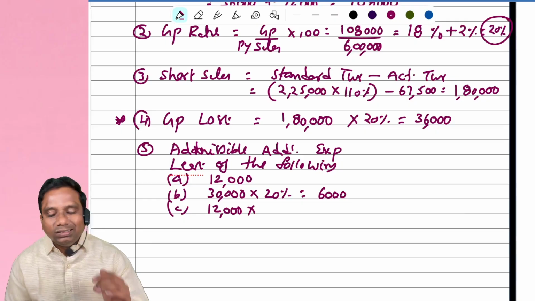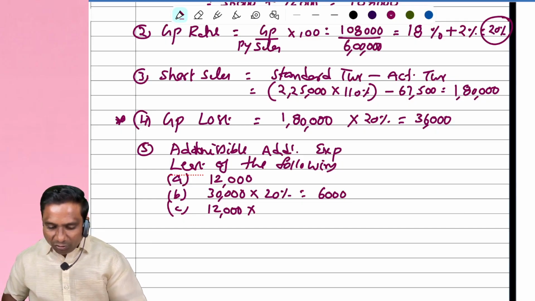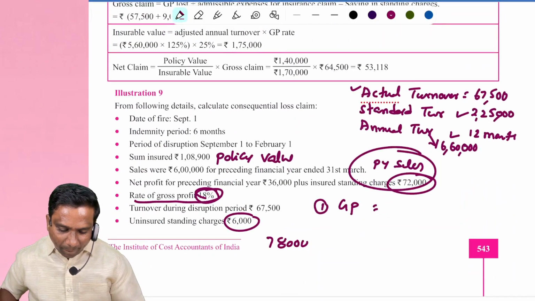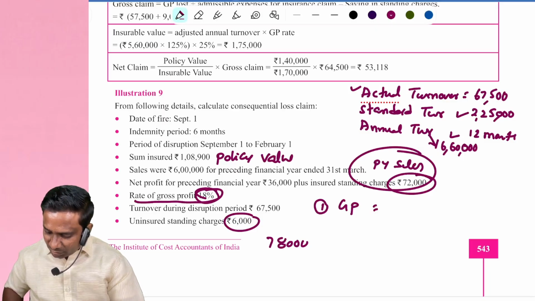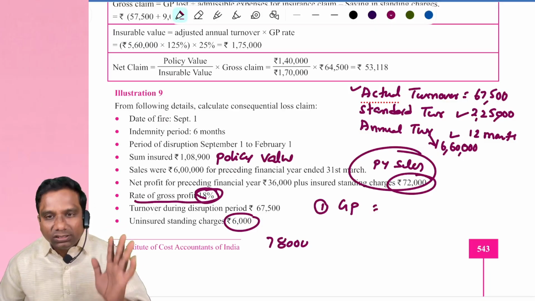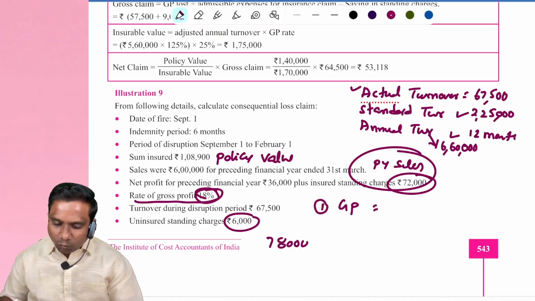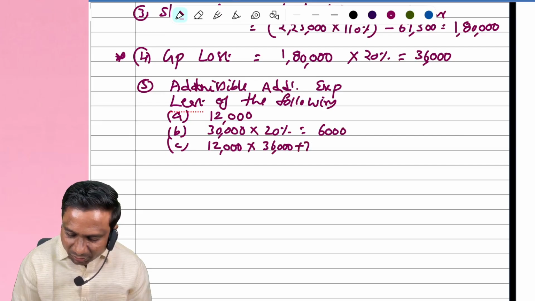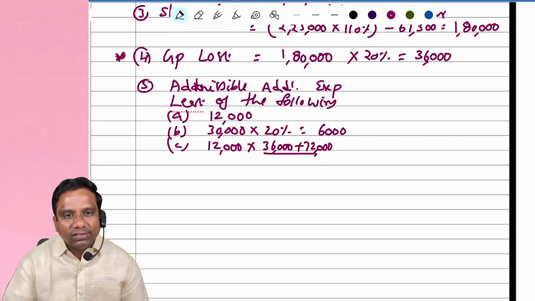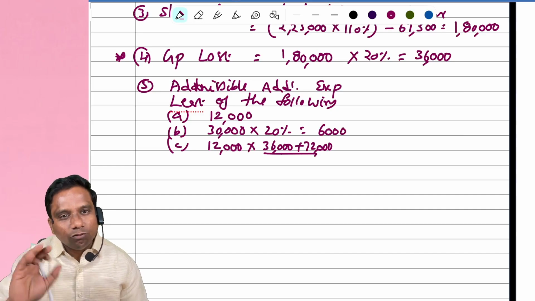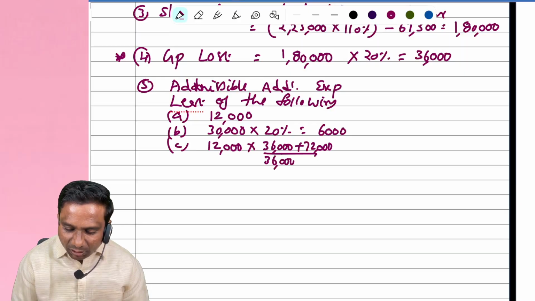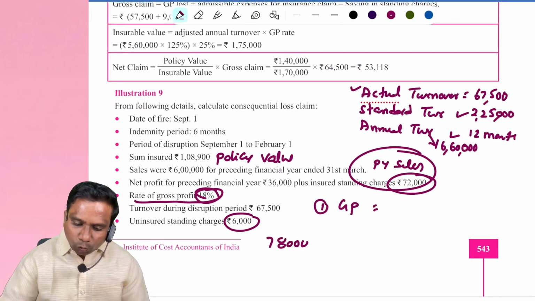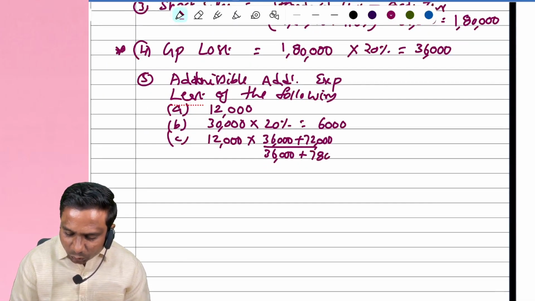Next one, what is the actual expenses? 12,000 plus what is total profit? Total profit is previous year profit. What is our total profit? Tell me. Net profit 36,000 previous year plus all insured standing charges. 1,08,000 into 36,000 plus 72,000. It is just substituting the amounts in the formula. That's it. 36,000 plus all insured standing charges, 72 plus 6. So 78.